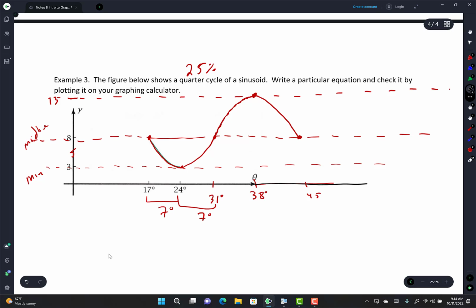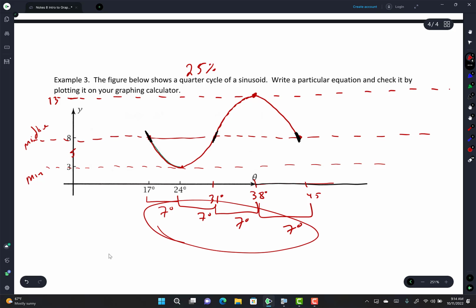Chavez, how do you know? This is a point of inflection going down, point of inflection going up, point of inflection going down. And you can also see the quarters. One quarter, second quarter, another quarter, 7 degrees, another quarter, 7 degrees. Four of them make up a whole cycle. Do you guys see that?